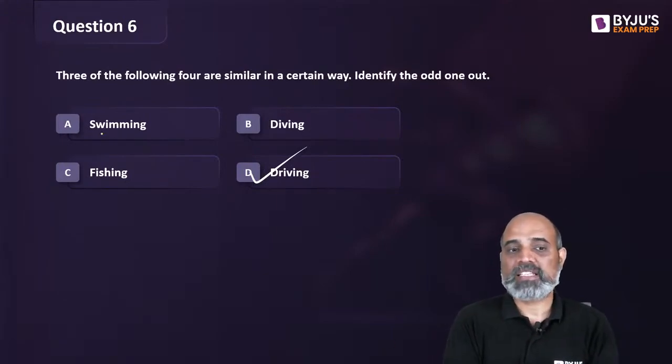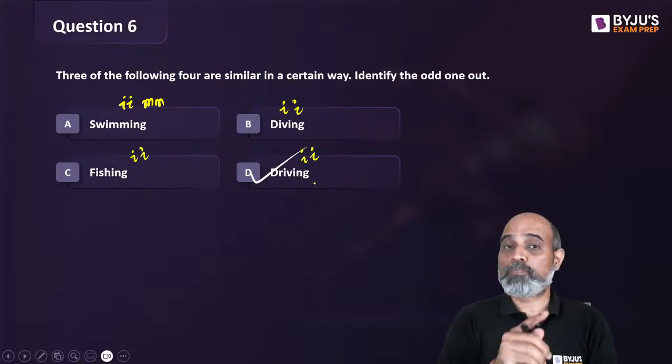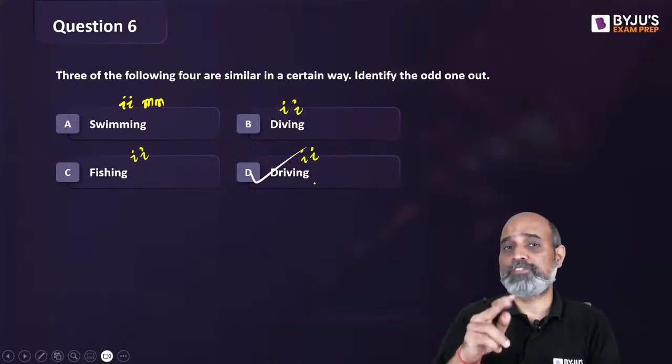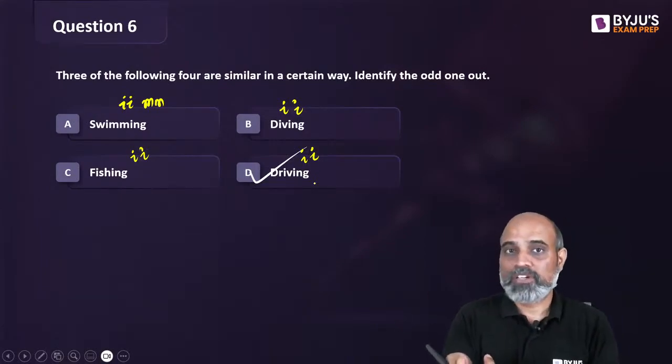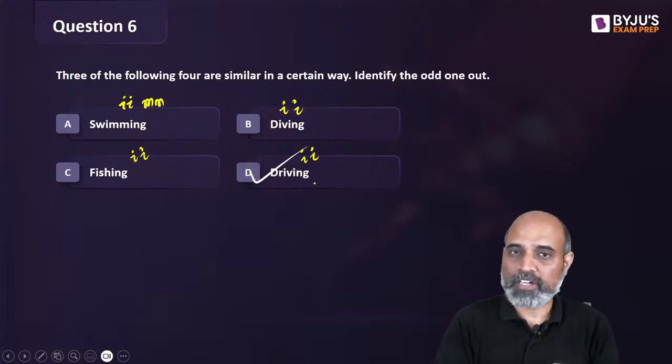For example, I can say that the word swimming has 2 I's and 2 M's. Diving has just 2 I's. Fishing has just 2 I's. Driving word has just 2 I's. So out of all the 4 words, 3 words have 2 I's while 1 word has 2 I's as well as 2 M's. So can I say in this logic, A becomes the answer because A थोड़ा different है.